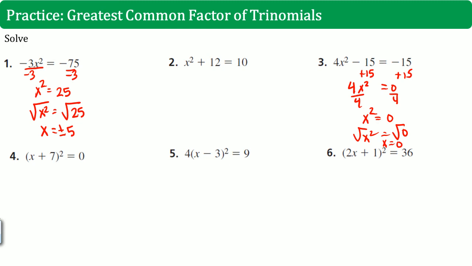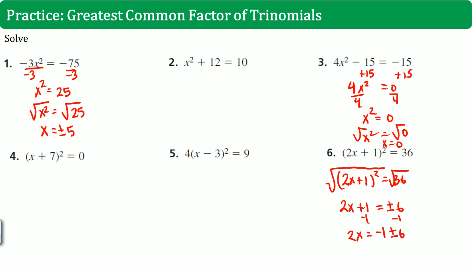Lastly, let's do number 6. Okay, let's just write it first of all. 2x plus 1 squared is equal to 36. So square root both sides just to get rid of the squared, leaving you with 2x plus 1 on the left hand side and square root of 36 on the right hand side. The square root of 36 is plus and minus 6. Subtract 1 from both sides, you get 2x is equal to negative 1 plus and minus 6. Divide by 2 on both sides. Your answer is x is equal to negative 1 plus and minus 6 divided by 2. Those are your two possible answers, right?